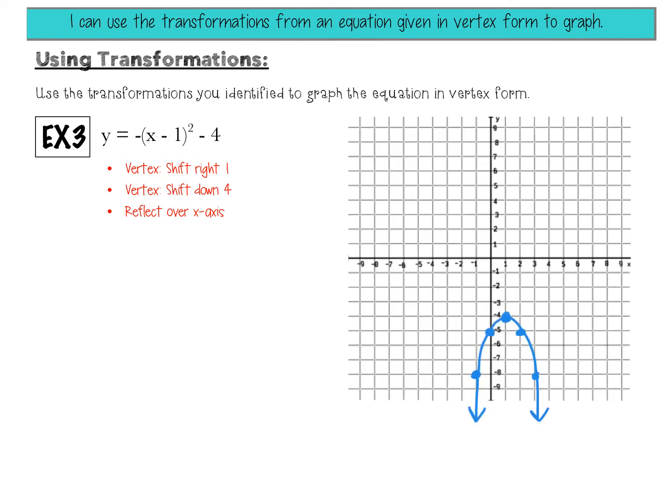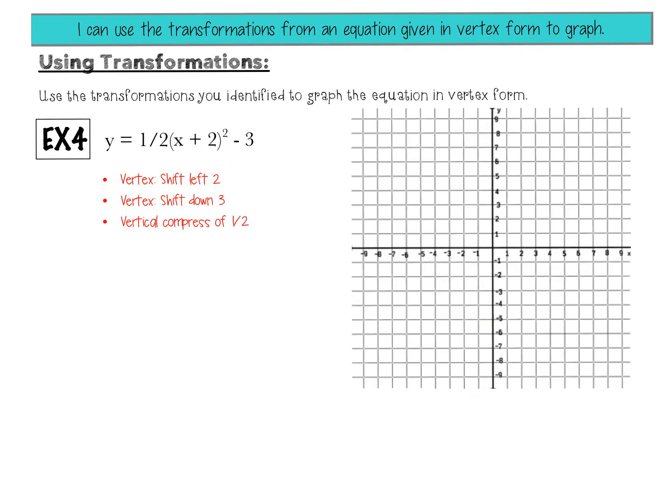All right, hopefully you were able to at least graph that the vertex is at 1, negative 4, because it shifted right 1 and down 4. So from 0, 0, right 1, down 4. And then there was no stretch or compress, so we're still going to follow that 1, 1, 2, 4, 3, 9. But it's going to go down because this is reflecting over the x-axis. So instead of going up, I'm going to go over 1, down 1, and reflect, over 2, down 4, and reflect.